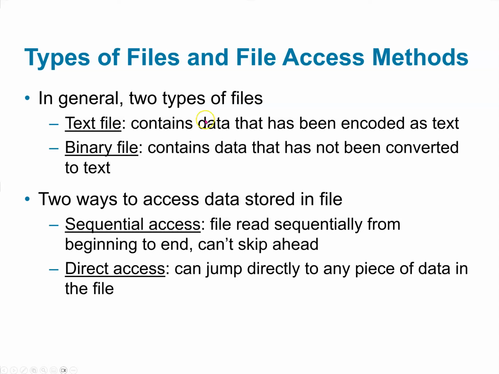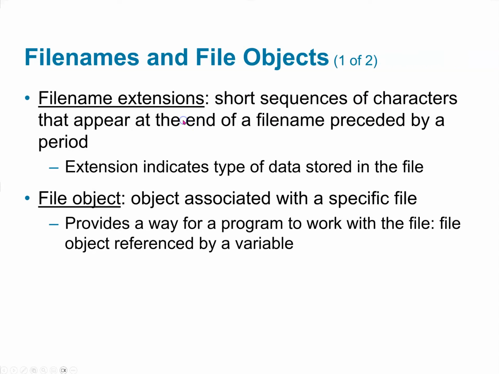In general, there are 2 types of files: text files containing just text, and binary files containing data that has not been converted to text. There are 2 ways to access data stored in a file. Sequential access reads sequentially from beginning to end and can't step ahead. Or direct access, where you can jump directly to any piece of data in the file. File name extensions are short sequences of characters that appear at the end of a file name preceded by a period, and they typically indicate the type of data stored in the file, like .txt, .java, .py.